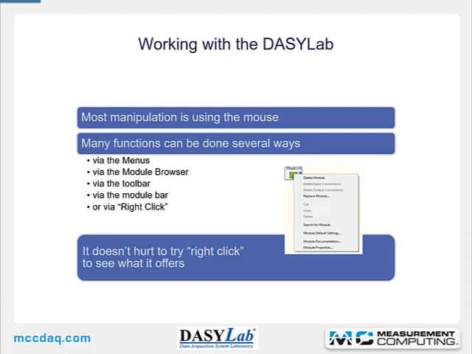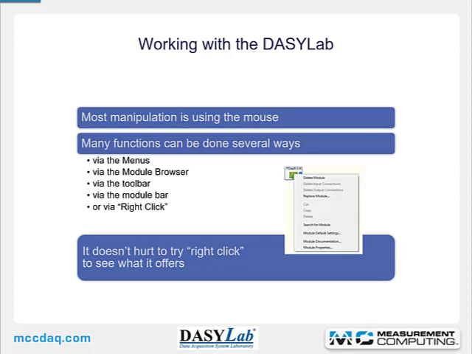So coming back to my slides, when you're working with DASYLab, most manipulation is using the mouse. As you saw while I was walking through the program, I was able to find things in the menus, in the module browser, via the toolbar. If I had enabled the module bar, you would have seen that. And you can use right-click in a lot of different places. It doesn't hurt to try right-click in different locations on the screen to see what the context menu offers.